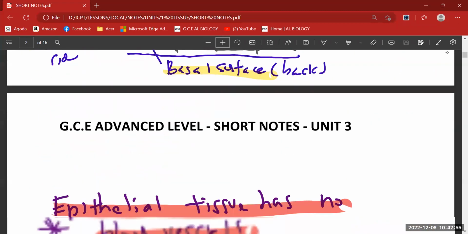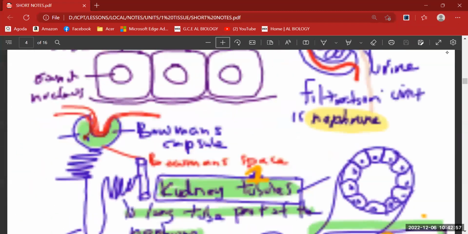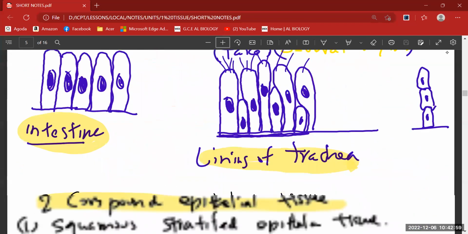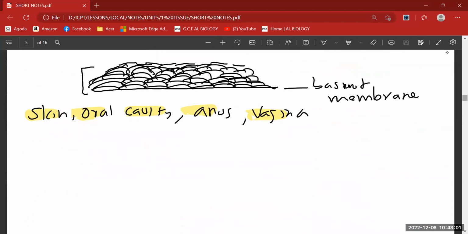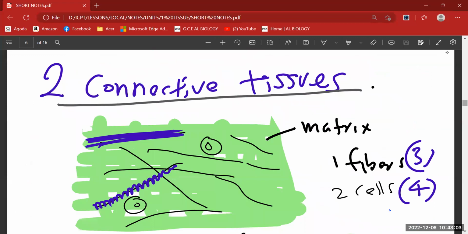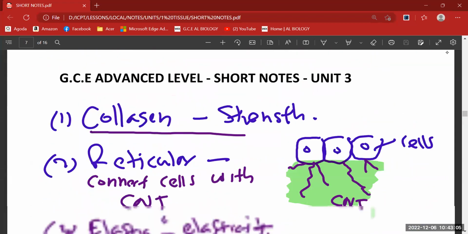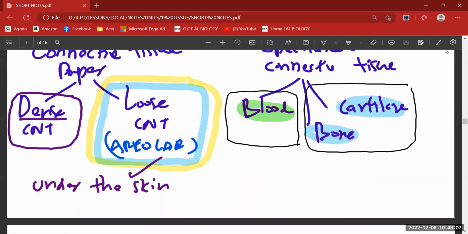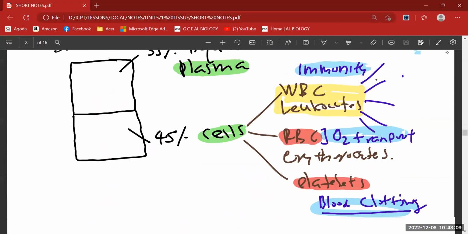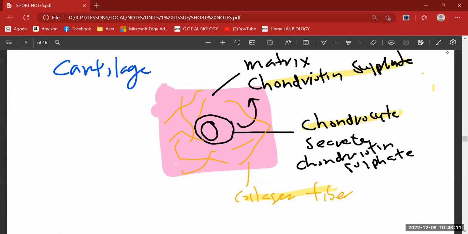tissues. I think what is left from last week is bone tissue. Yes. So we have done cartilage, but we're going to learn cartilage again in the future. But basic things we're going to learn even in the bones, right?